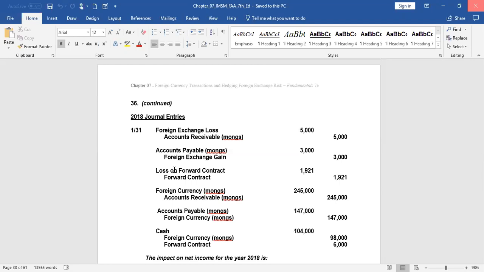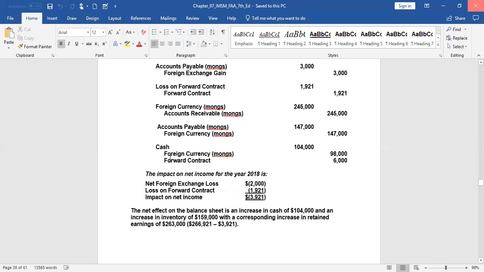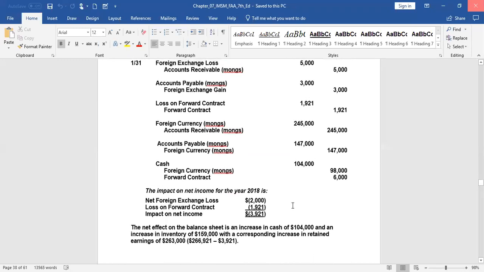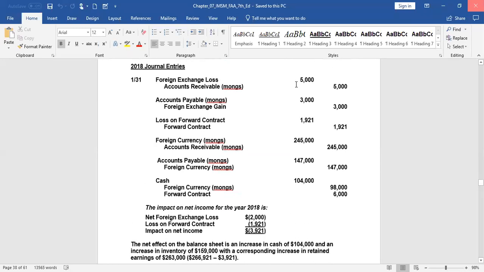So that was a great problem to see both the side where you're receiving an asset and you have to pay a liability using forward contracts. Now, the impact then in 2018, there's a net foreign exchange loss of $2,000. $5,000 from the receivable is a loss, but $3,000 from the payable is a gain. And then the loss on the forward contract.